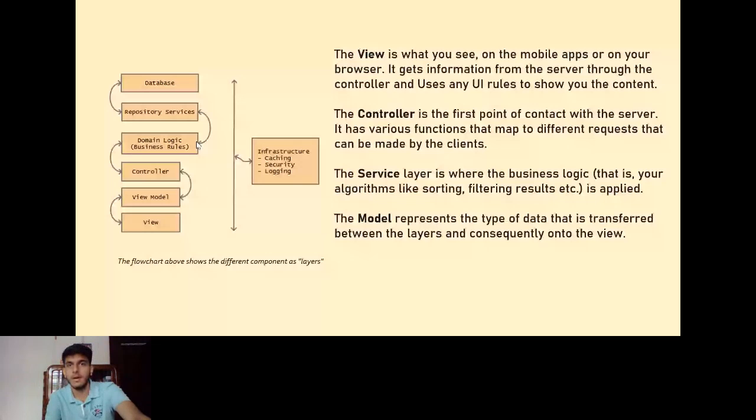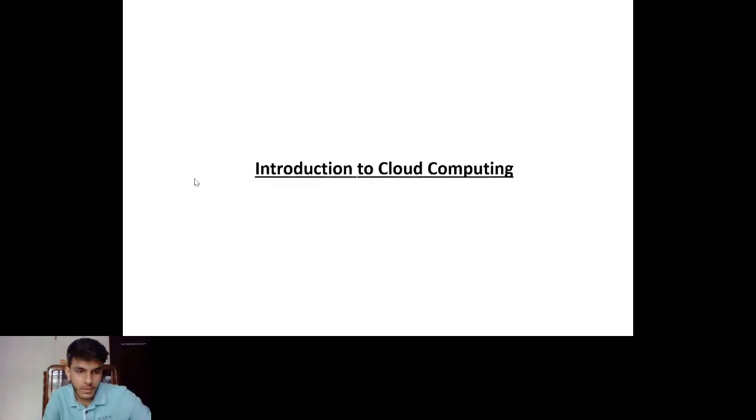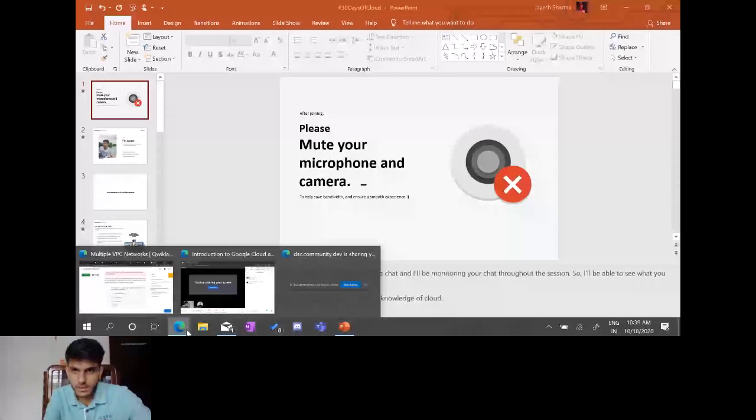Now I'll give you a very practical example of it. Imagine you have a food servicing app like Zomato or Swiggy. What do you think happens when you click on the app and place an order? Maybe I can monitor the chats, if I'm not wrong. Let me just go over to the chats and see if there are people who want to respond to this. What is your idea of what happens when you order something on a food ordering app? What are the first steps that go on within the app?